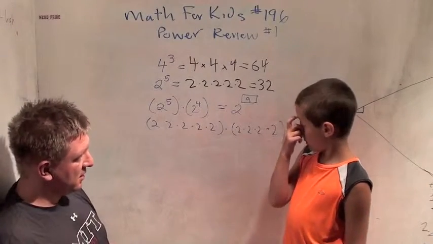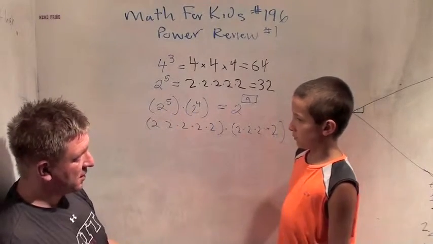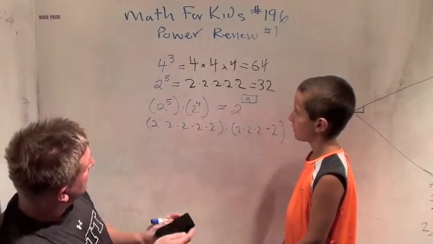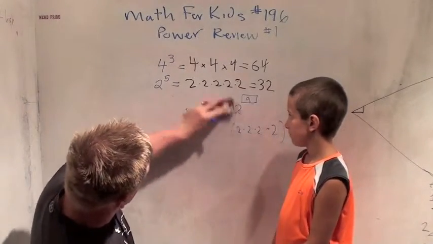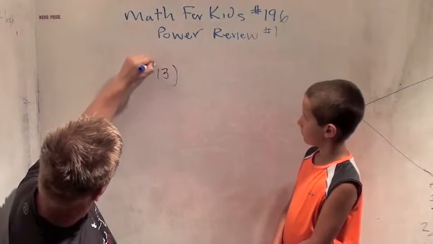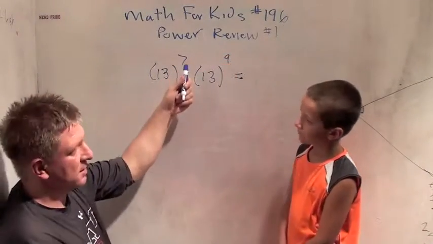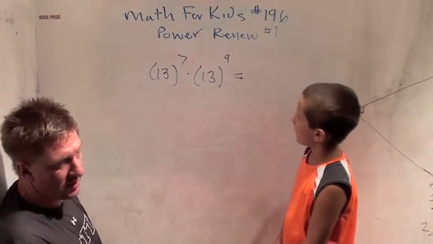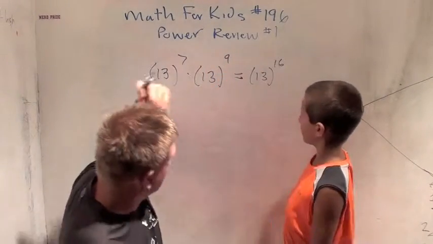And that gives us a pretty good hint as to what multiplying powers of the same number does. What does it do when you multiply powers of the same number? The powers add. Okay? So, for example, 13 to the 7th times 13 to the 9th. I don't know what 13 to the 7th is. I don't know what 13 to the 9th is, but I do know that 13 to the 7th times 13 to the 9th is 13 to the 16th power. Which is a really big number.